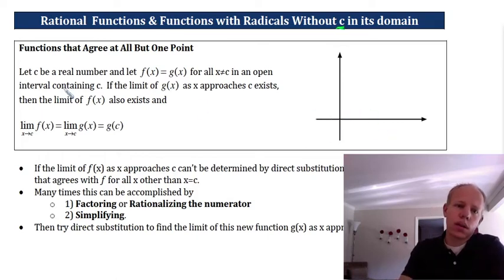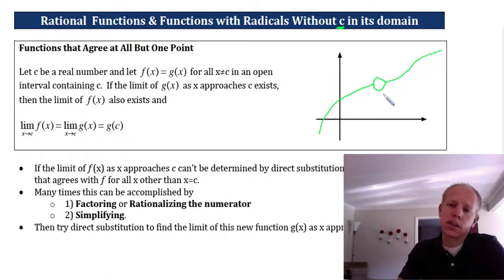So it says let c be a real number and let f of x equal g of x for all x that are not equal to c in an open interval containing c. So let's see what that means. If we're looking at a function, let's just say there's a hole in the function right here at c. We'll call this f of x.